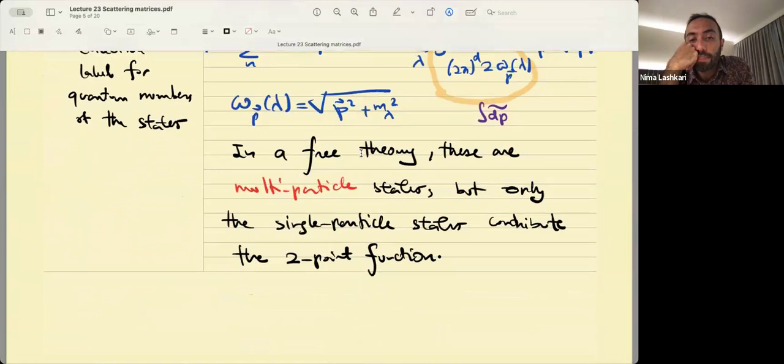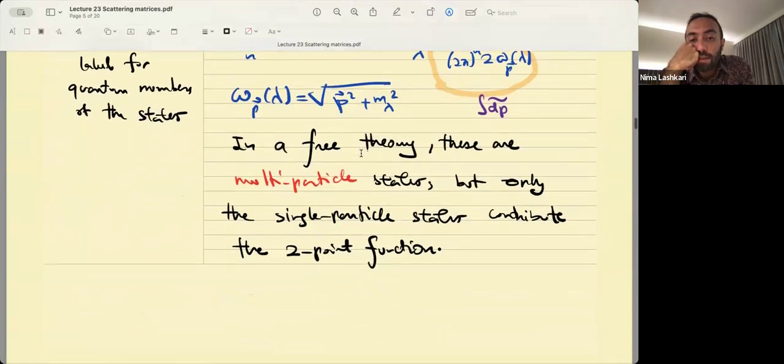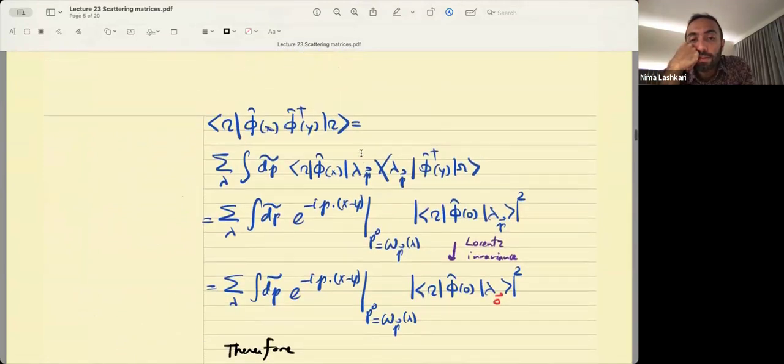All right, so here it is. This is our two-point function. This is for an interacting theory. Let's insert the resolution of identity in the middle. This is a sum over lambda. These are the boosted expressions that you put in the middle.